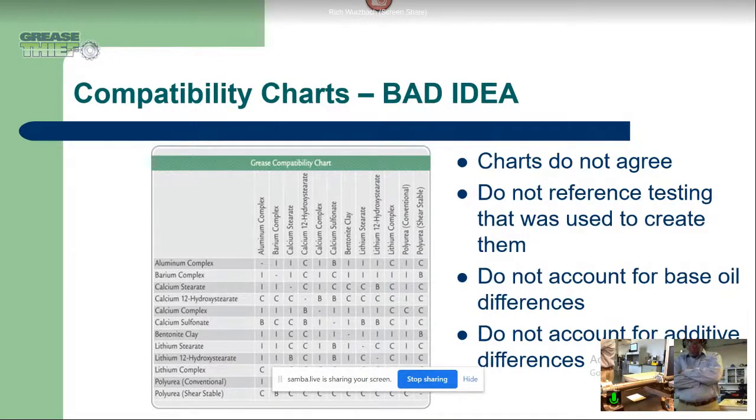So we don't typically find what testing was performed to create them or when they were created. The world of grease is not static by any means. Grease is constantly being formulated. New products come onto the market. Old products go off of the market. These charts may have been around for 5 years, 10 years, 15 years.